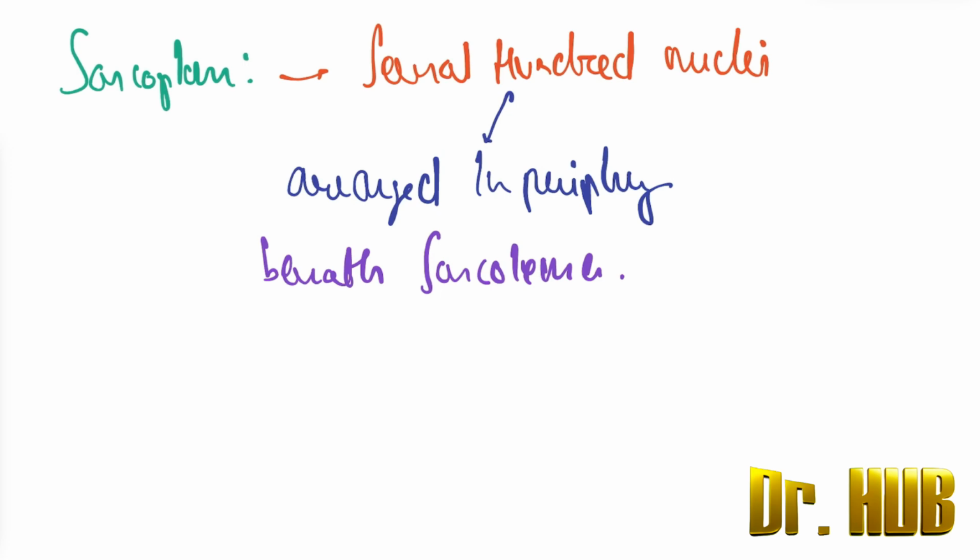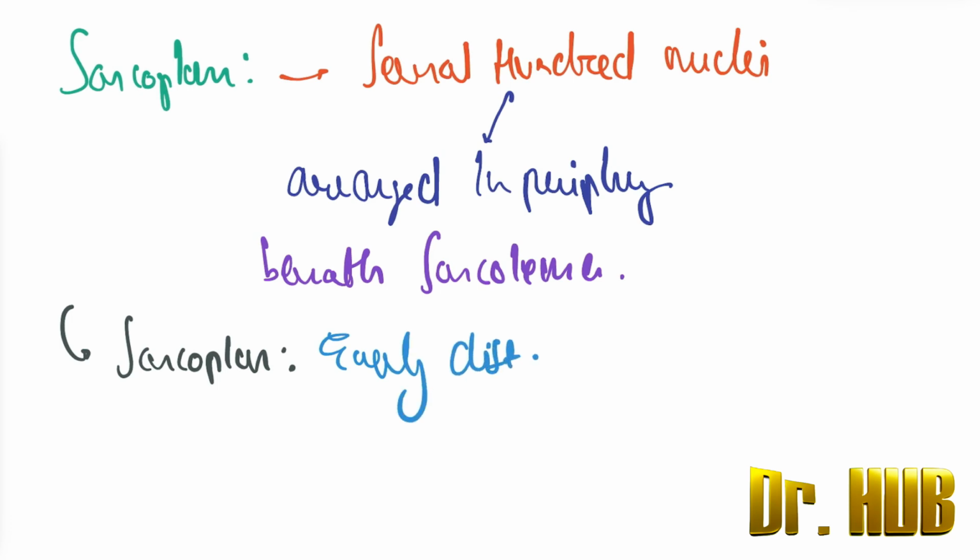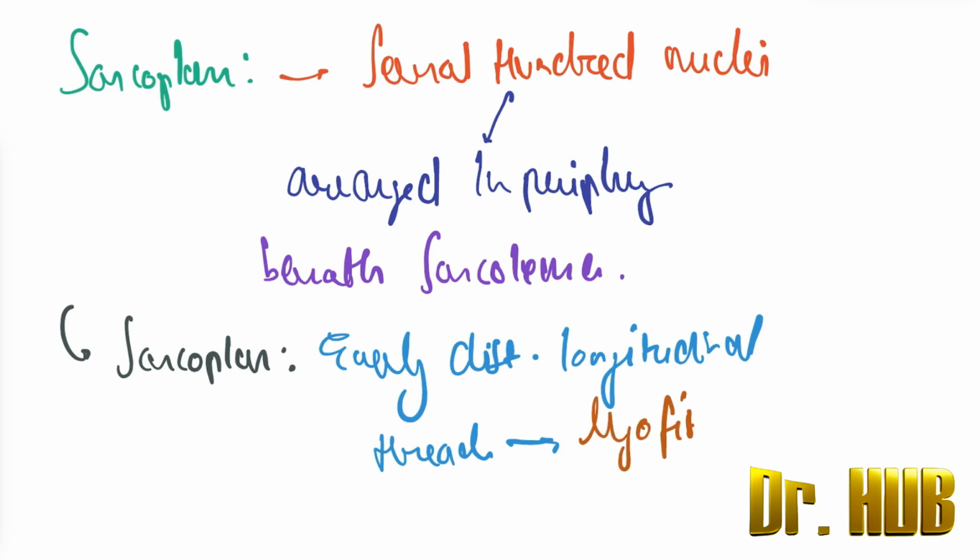Next we look at the sarcoplasm. The sarcoplasm consists of evenly distributed longitudinal threads. So what are they? They are known as the myofibrils.